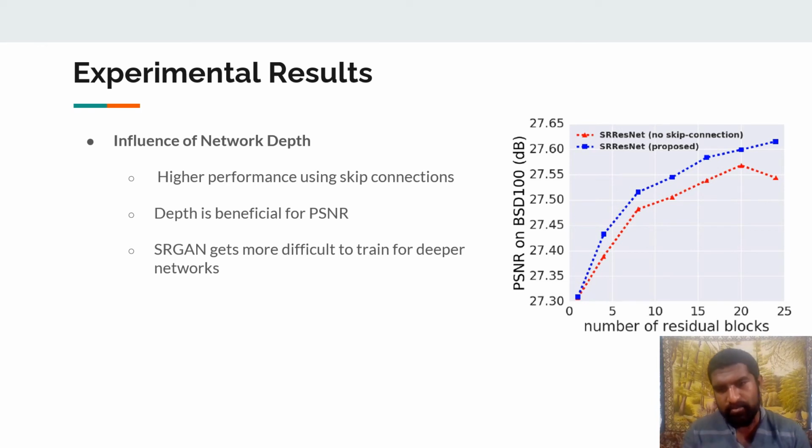And they have also found that the skip block supports an increase in performance, as evident in the graph. So in general, the network depth has been contributing positively to the performance, and it has also been identified to be beneficial for the peak signal to noise ratio. However, the SRGAN gets more difficult to train for deeper networks.